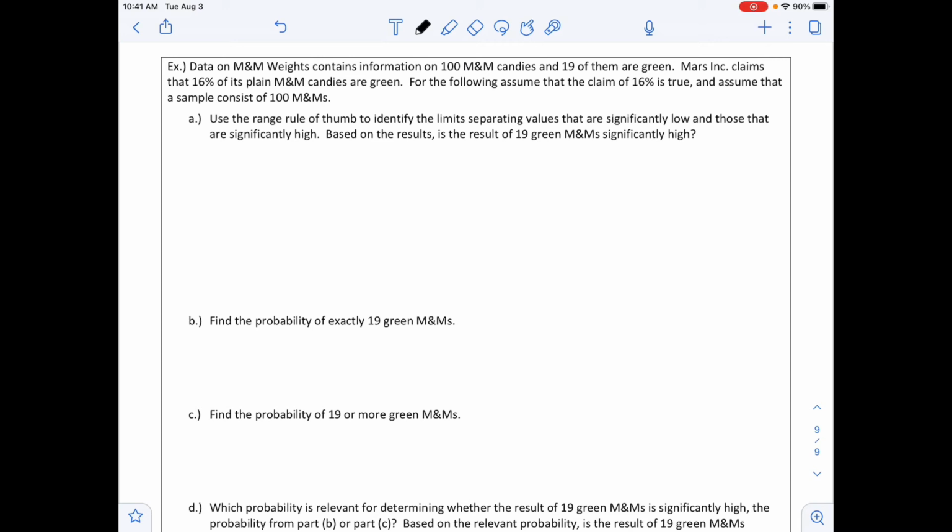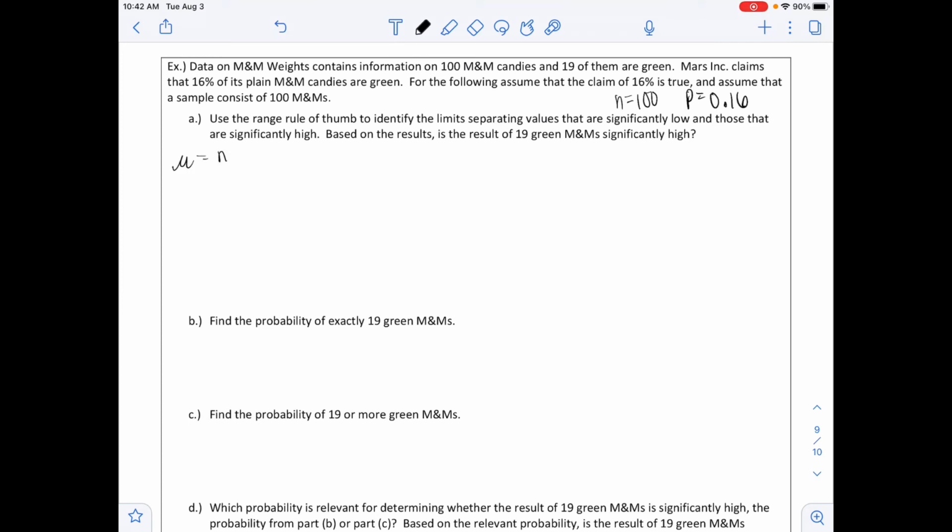And we also know that the probability of them being green is fixed. It says that it's true to be 16%. So with that said, we know that N is equal to 100 and P is equal to 16% or 0.16. And so part A says use the range rule of thumb to identify the limit separating the values that are significantly low and those that are significantly high. Based on the results, is the result of 19 green M&Ms significantly high?